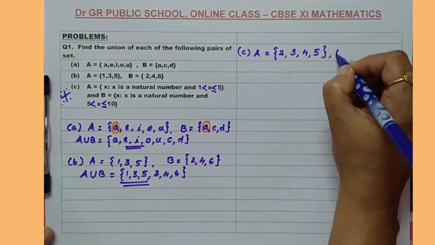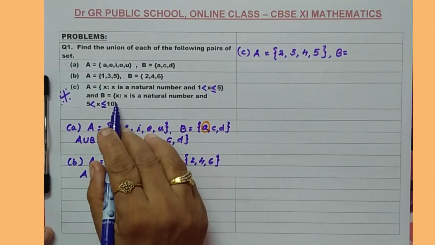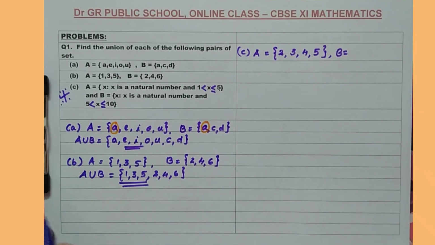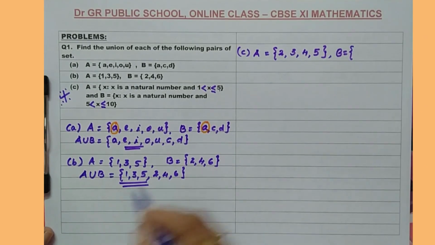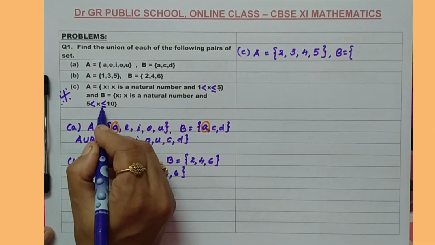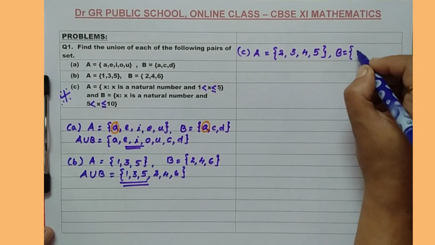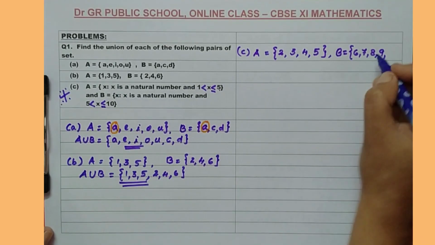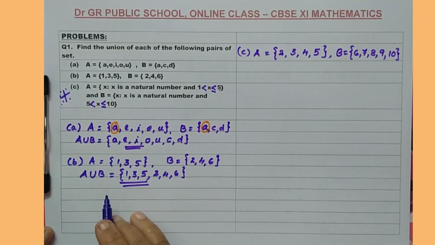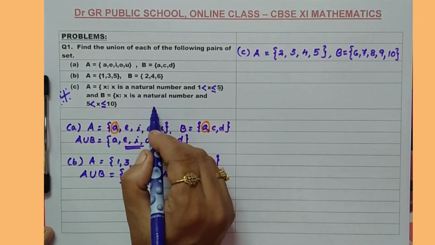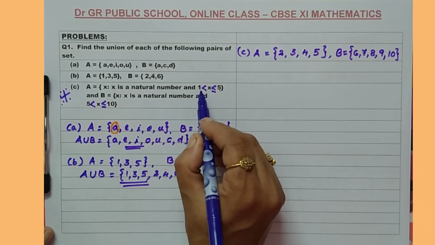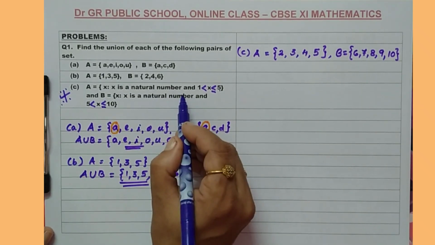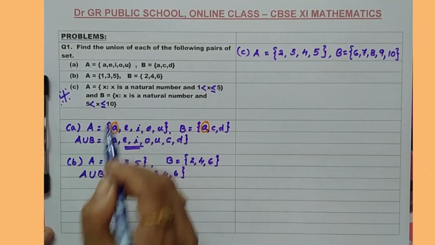Come with the set B. B equals the set of all x such that x is a natural number and 5 less than x less than or equal to 10. So the set consists of the elements greater than 5, so 5 is not included. 6, 7, 8, 9 and 10 you need to include, as there is an equal to sign for 10. So both must be sets of natural numbers. The first set consists of natural numbers between 1 and 5 including 5, and the second set consists of the natural numbers between 5 and 10 but including 10.